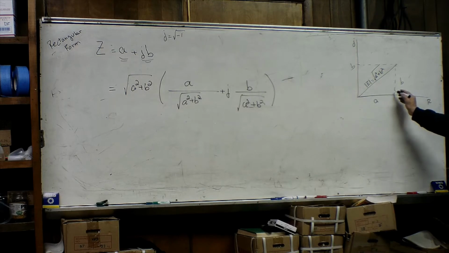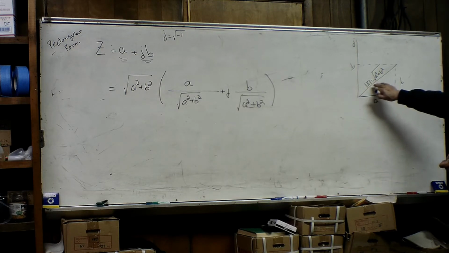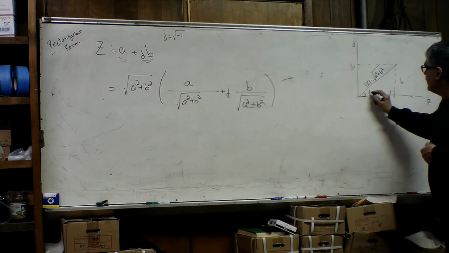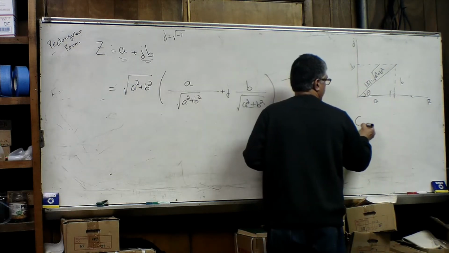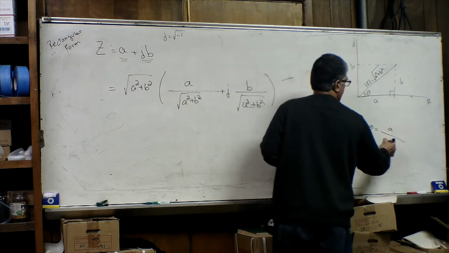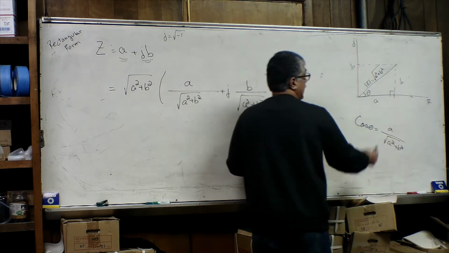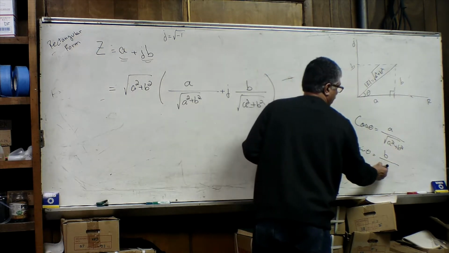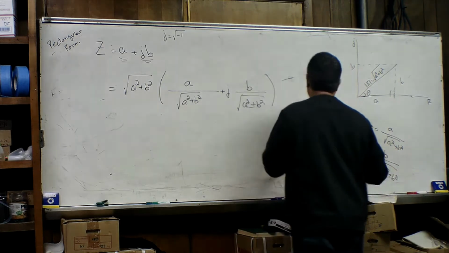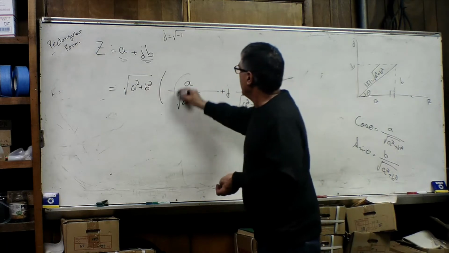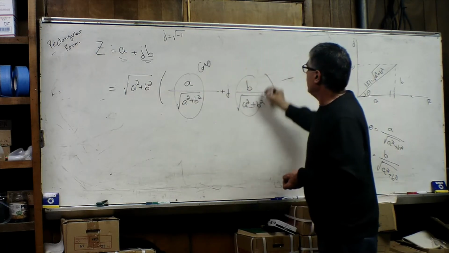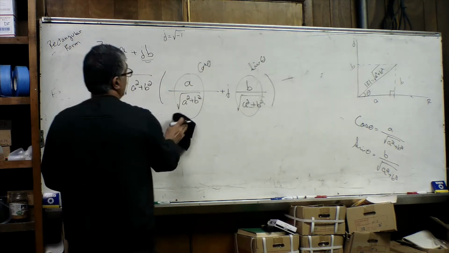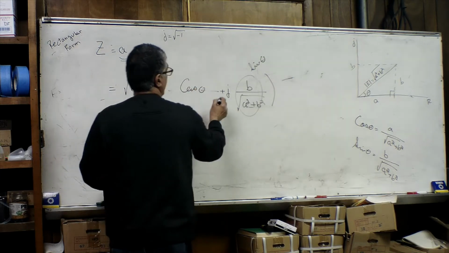Now, if we look at this right triangle, a divided by the square root of a squared plus b squared. If we call this angle theta, the cosine of theta will be equal to a divided by the square root of a squared plus b squared, and the sine of theta will be equal to the opposite side, which is b, divided by the hypotenuse, which is the square root of a squared plus b squared. So this portion is cosine of theta, and this portion is the sine of theta. So we can write this as cosine of theta plus j sine of theta.